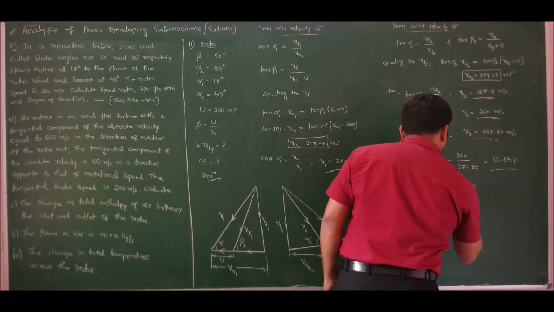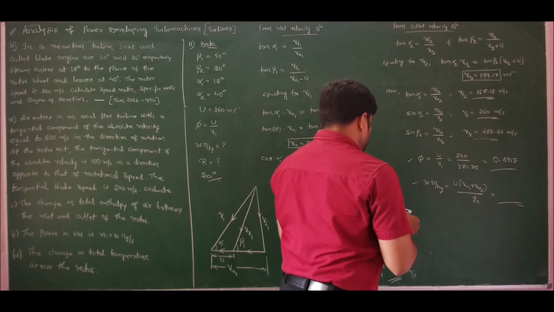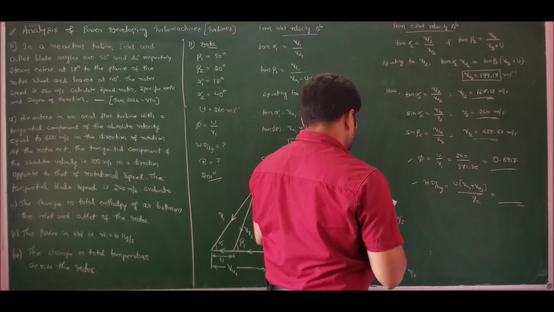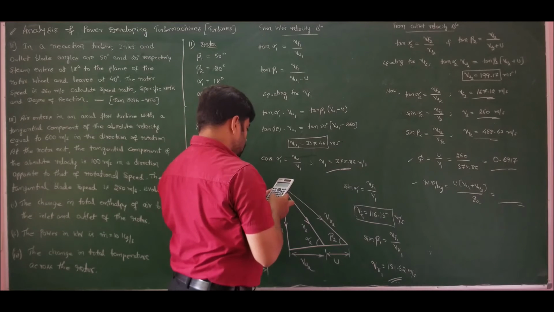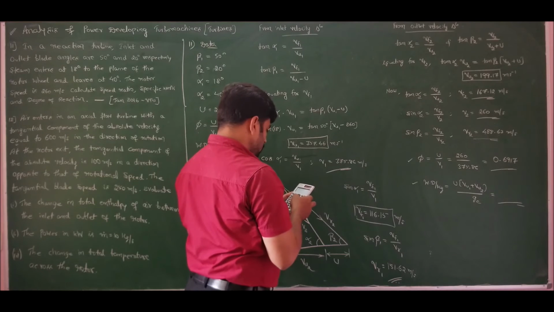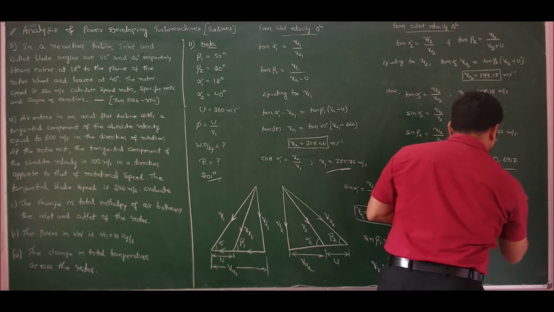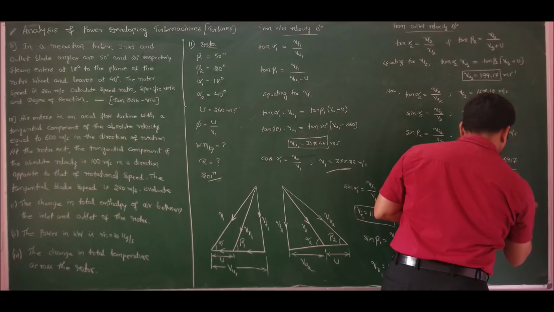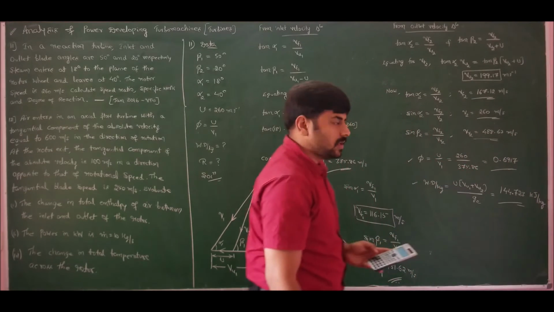Next, he has asked for the value of work done per kg. Work done per kg is U of Vu1 plus Vu2 by Gc. We know the value of U. U is 260 into Vu1, which is 357.46, plus Vu2, which is 199.17, divided by 1, and we get the answer as 144.723 kilojoules per kg. Again I divided by 1000 to convert it into kilojoules.